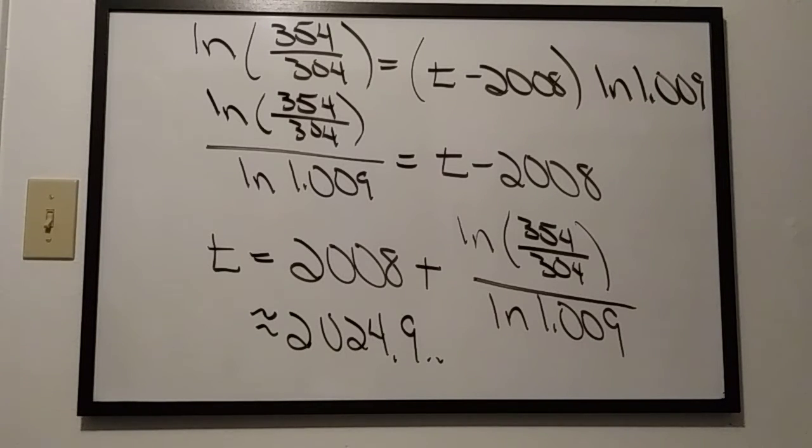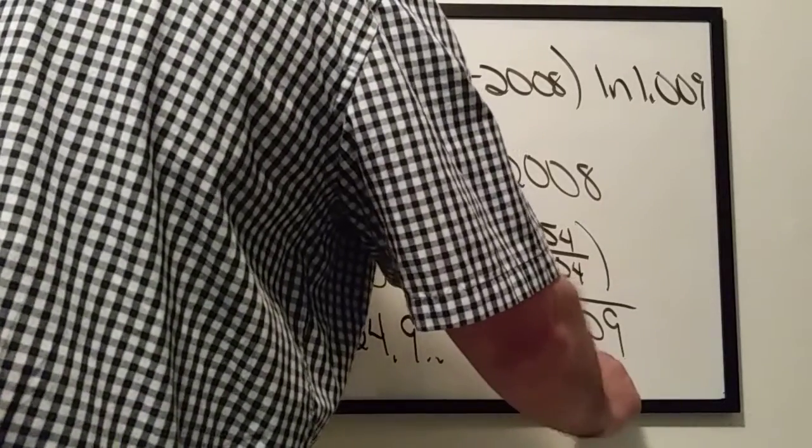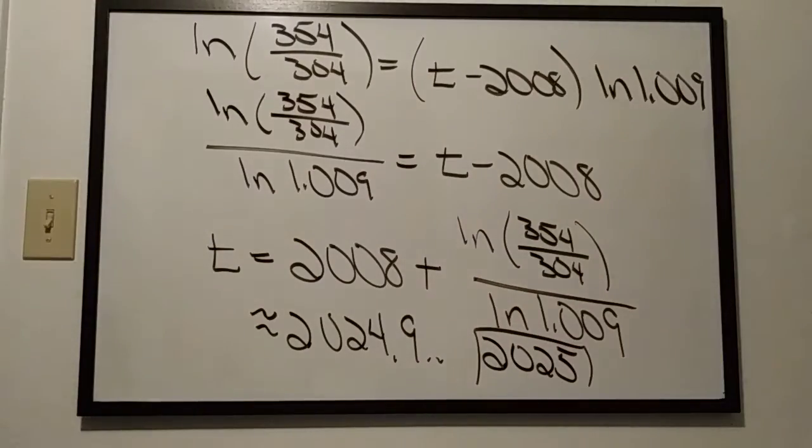But in terms of figuring out what year this is happening in, it's nice to just round to the nearest year. So if we round to the nearest year, we would say 2025. So the answer to this particular problem, to the nearest year, is that we're going to have a population of about 354 million in the year 2025.